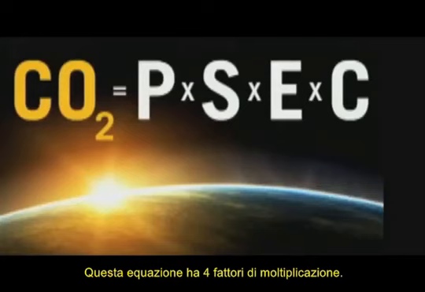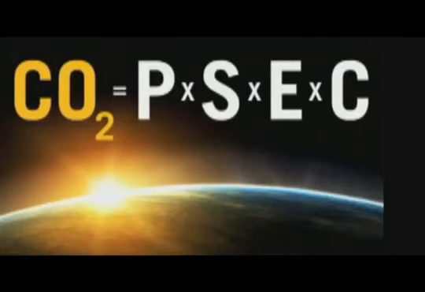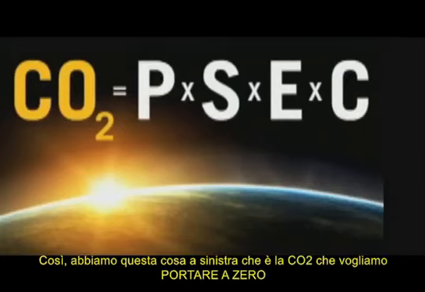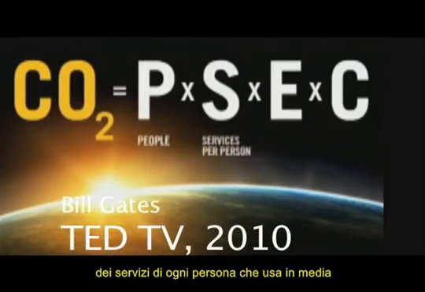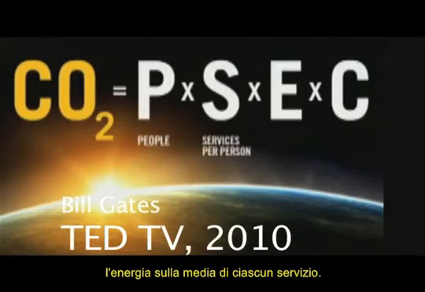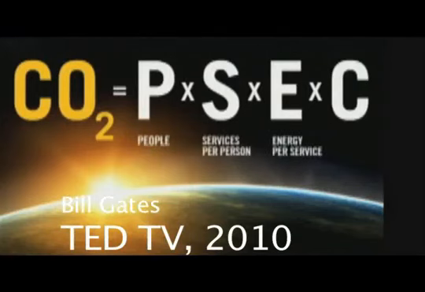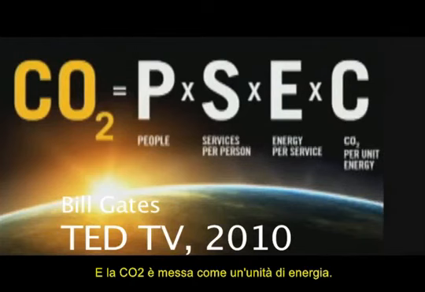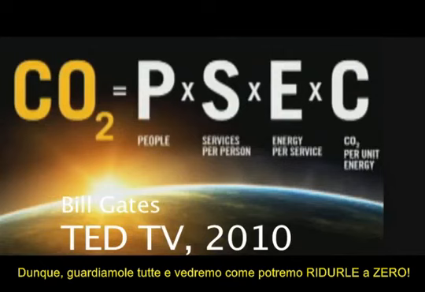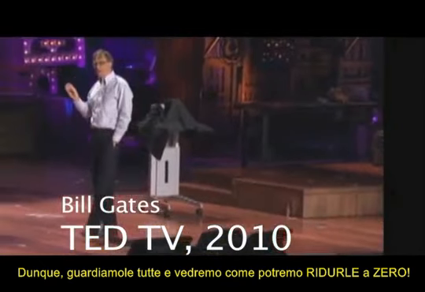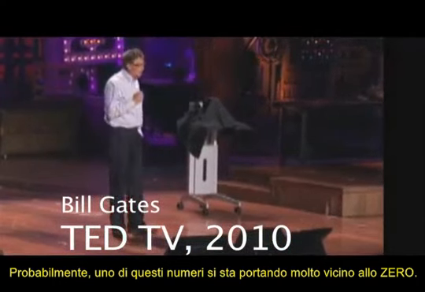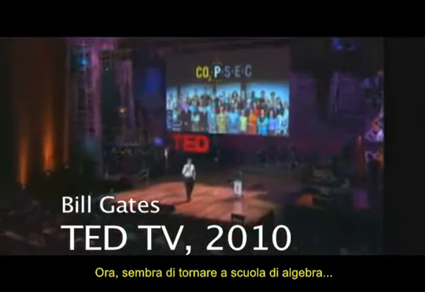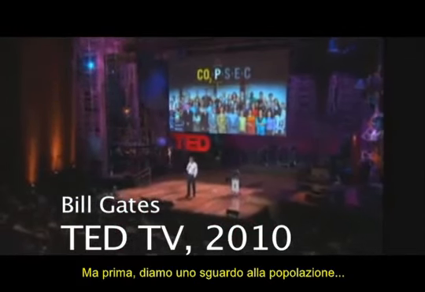This equation has 4 factors, a little bit of multiplication. So you've got a thing on the left, CO2, that you want to get to 0. And that's going to be based on the number of people, the services each person's using on average, the energy on average for each service, and the CO2 being put out per unit of energy. So let's look at each one of these and see how we can get this down to 0. Probably one of these numbers is going to have to get pretty near to 0. That's back from high school algebra, but let's take a look.